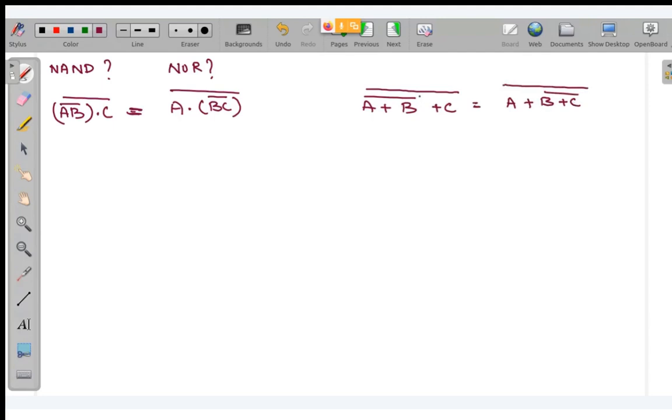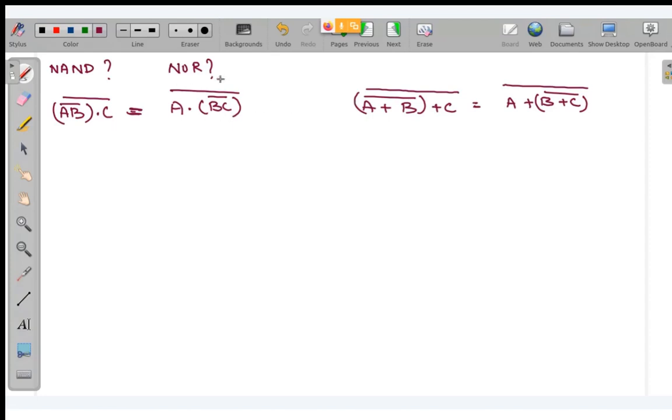See, I have changed the order. Okay, I have changed the order. That's it. Tell me, will this be same? Will this equation hold? No, sir. This will not hold. You can check this using truth table if you want. Okay, I am not doing.